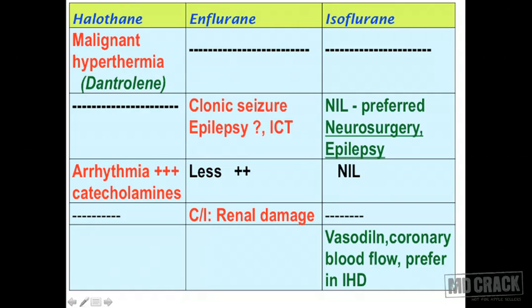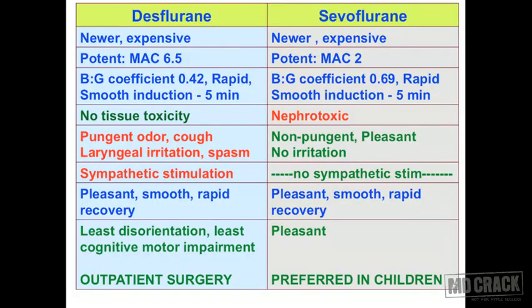Going to the next row, for isoflurane only, I have written vasodilation. Yes, it produces vasodilation. It maintains the coronary blood flow, and this is why this particular general anesthetic is the anesthetic of choice if the patient is suffering from ischemic heart disease, that's IHD. So I hope this particular table is going to be very useful to you to compare all three drugs in a bird's eye view.